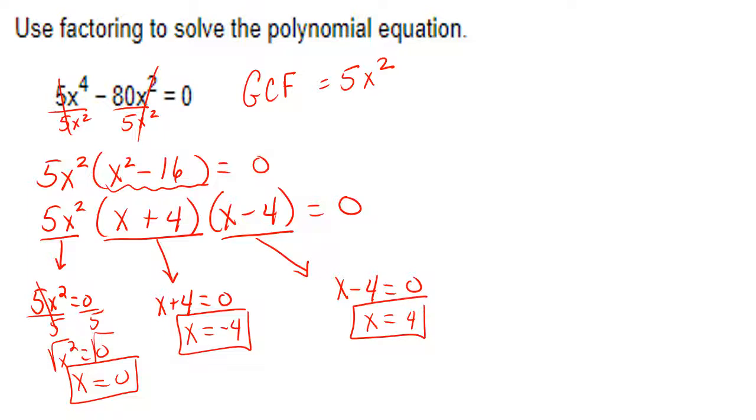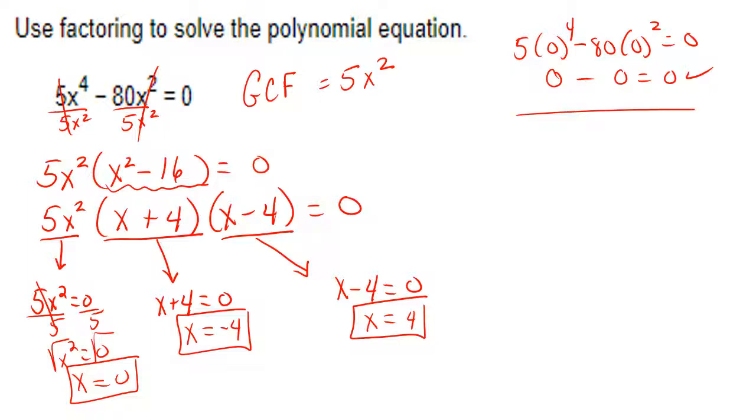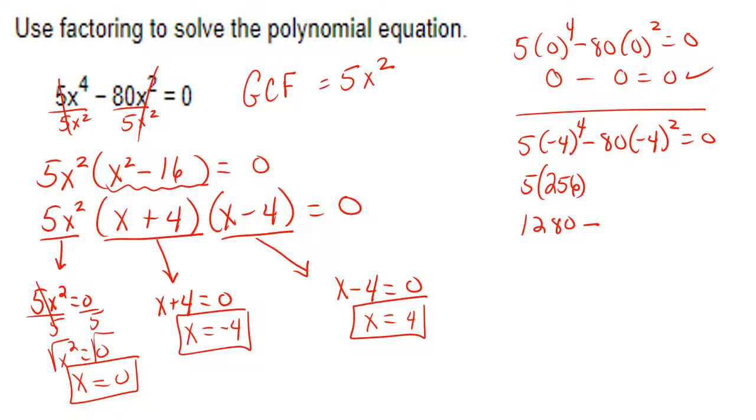Now when I check my solutions, 5 times 0 to the fourth minus 80 times 0 squared equals 0. Of course, all of this will be 0, so that does check. Then, when I check the negative 4, 5 times negative 4 to the fourth minus 80 times negative 4 squared, well, negative 4 to the fourth is going to give me 256, and then times 5 is equal to 1280, and then negative 4 squared gives me 16 times that 80 is 1280, and you do see that that is true.